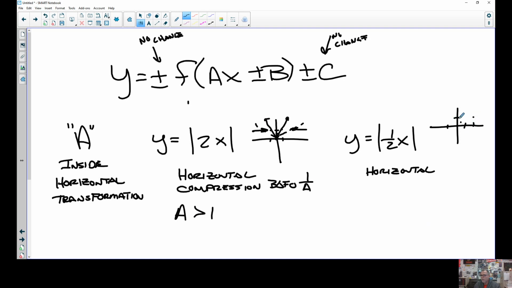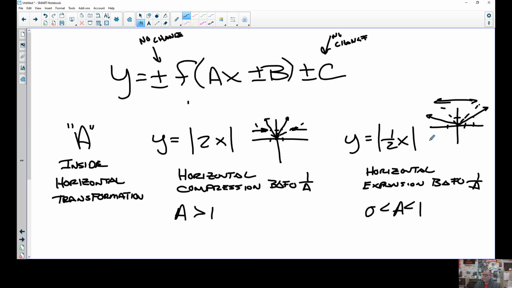So what's happening? Our normal graph would have been going up through here. Our graph is now going out here, right? So what's happening horizontally? It's not being compressed now. Now it's being expanded. So this is a horizontal expansion by a factor of, again, we're going to use 1 over A when it's horizontal. So this would be a horizontal expansion by a factor of 2 because A here is between 0 and 1. So again, this looks like a vertical compression, but it's a horizontal expansion.